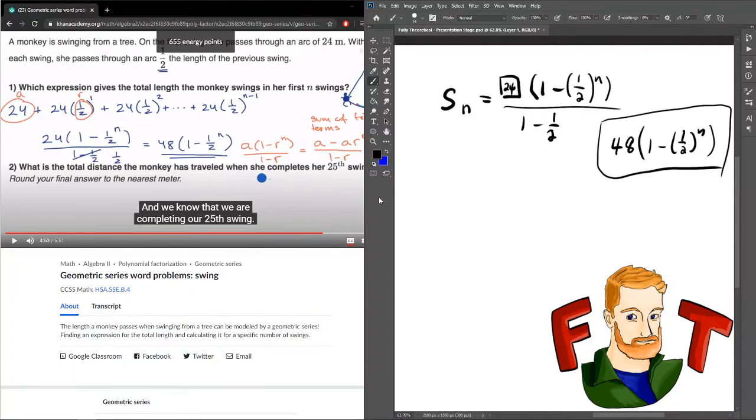So the total distance at n equals 25. So S sub 25 equals, now he didn't distribute this right here, but I'm going to do that while I write this out because it makes it simpler.